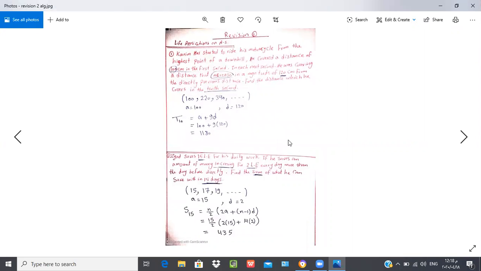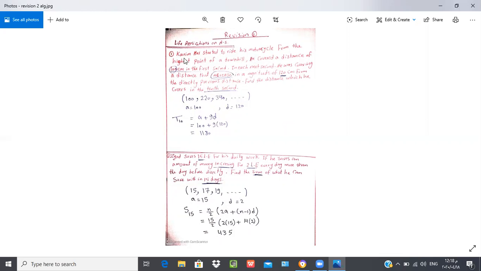Okay. We'll go to this part, live application. In this part, I want to make some live application about the arithmetic sequence. And you know that in your exam, because it's multiple choice, they may concentrate on live application.